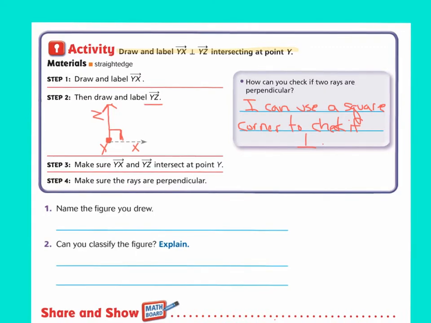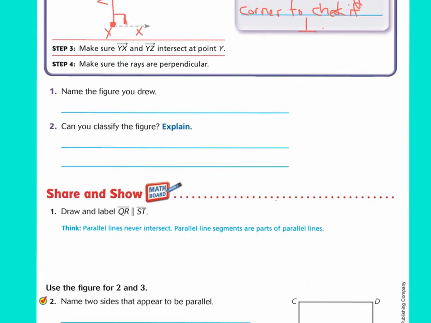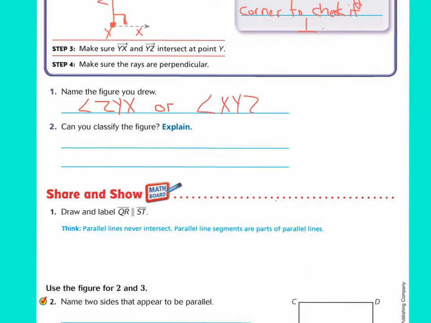Now let's go ahead and shift up to questions 1 and 2. Name the figure that we drew. When we connected those two rays at the point, we created an angle ZYX, or you could have named it angle XYZ, but we have to have Y in the middle. It's that middle point where the corner is, where they connect together.